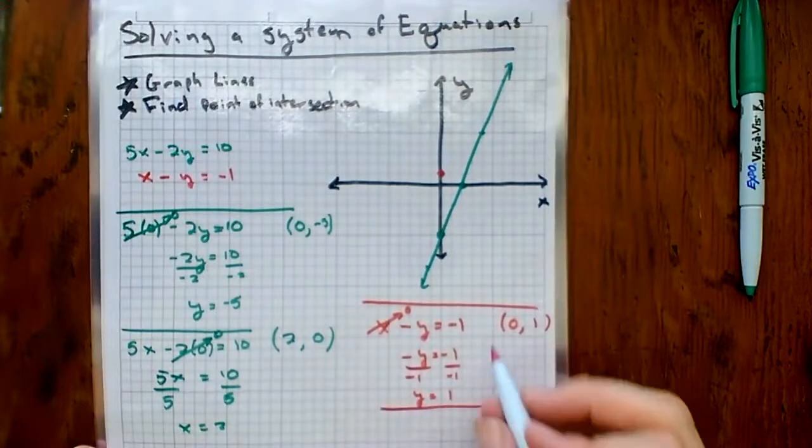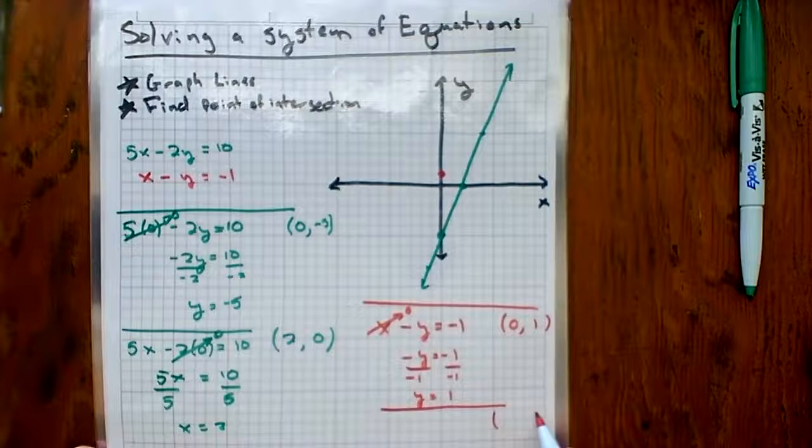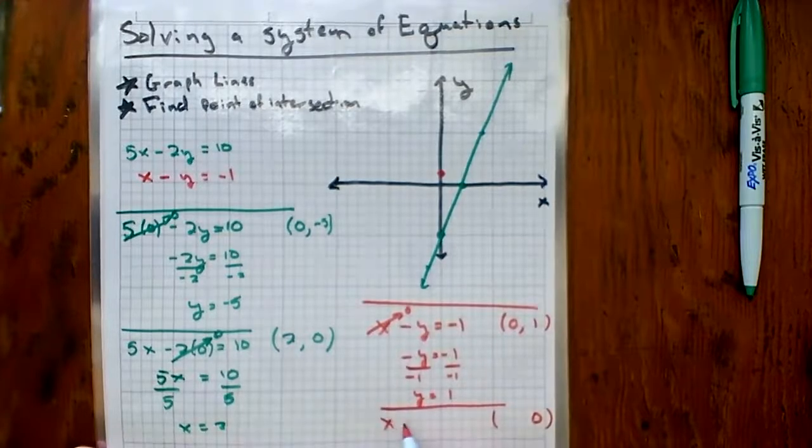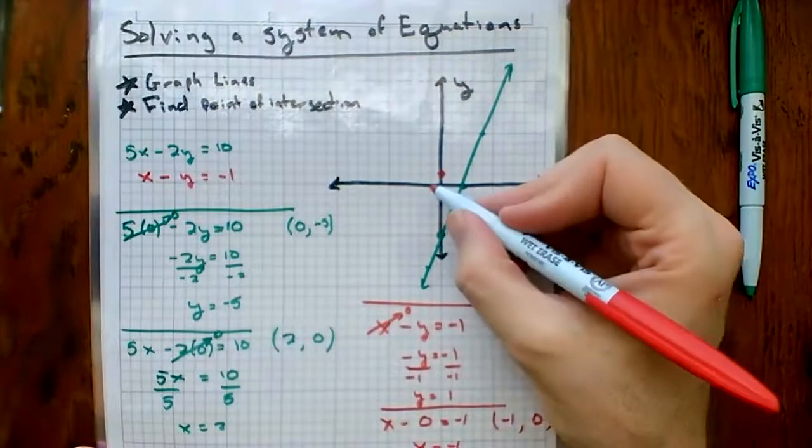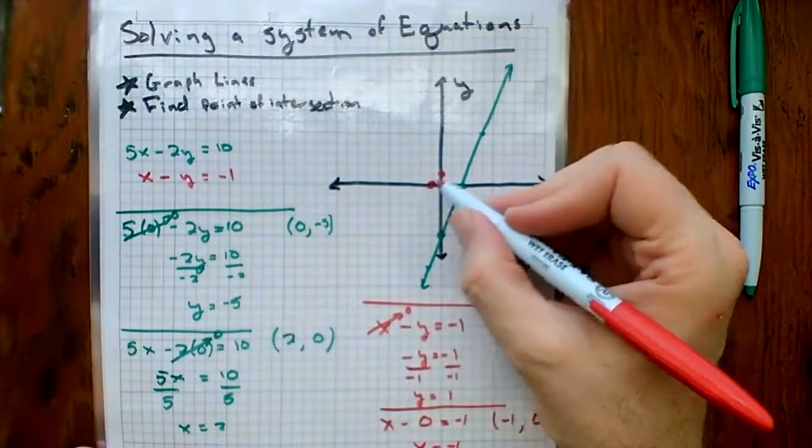Okay. What happens when I plug in a 0 for y? I'll have x minus 0. Should have put a 0 there, but I didn't. x minus 0 is equal to negative 1, and sure enough, I'll just have x equals negative 1. So here, those are my 2 points.